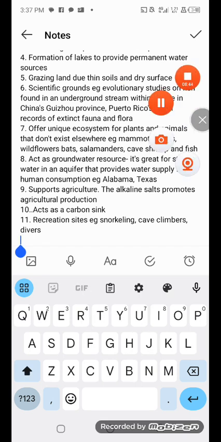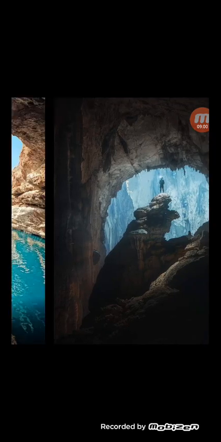They act as recreation sites, e.g. for snorkeling, cave climbers, we have divers, scuba diving. Also, you can get to do zip lining above the karst scenery. So it creates recreation sites.